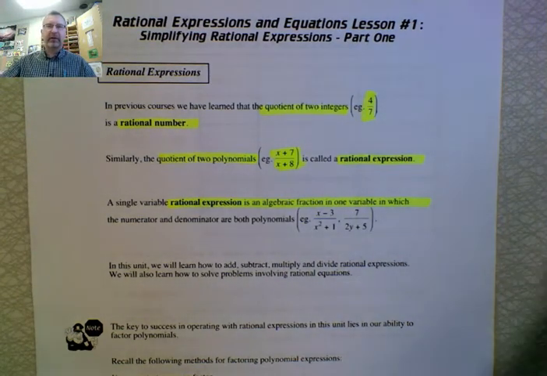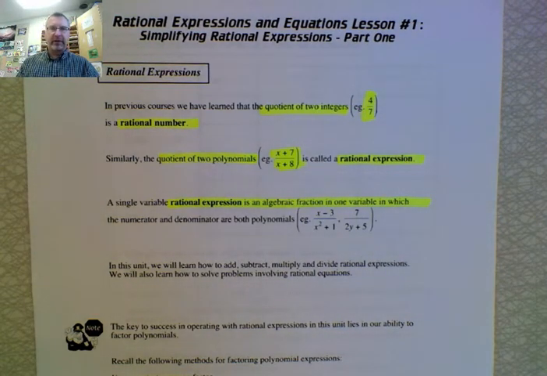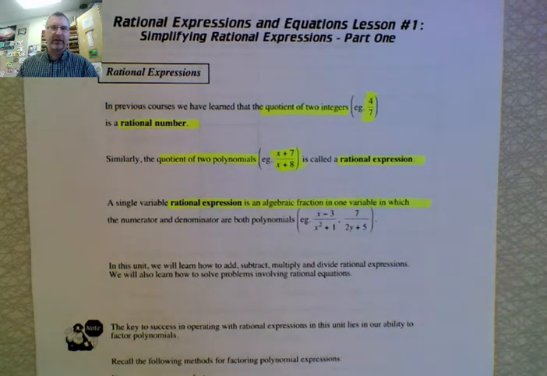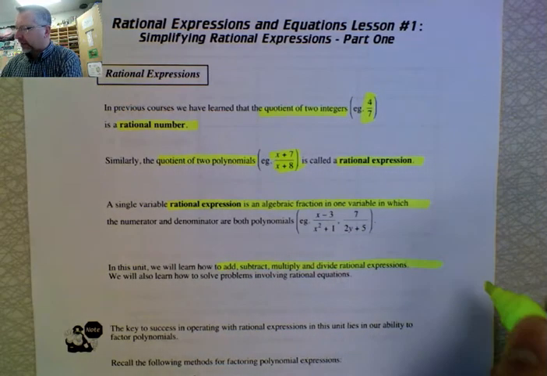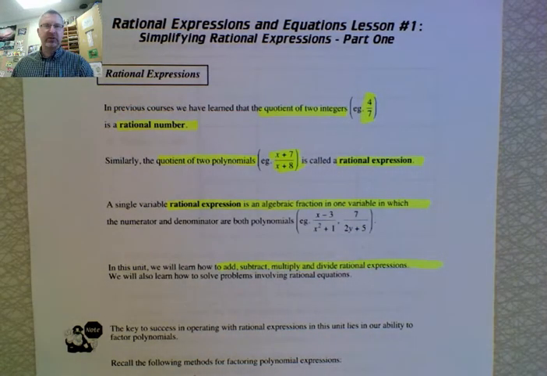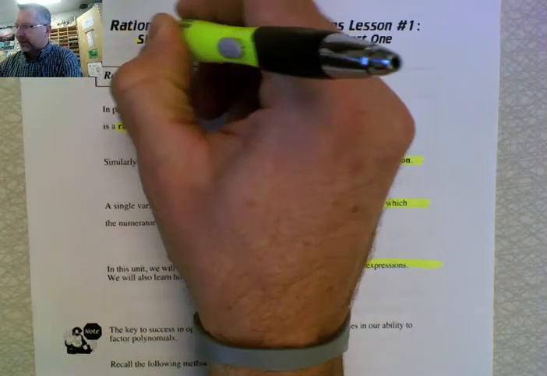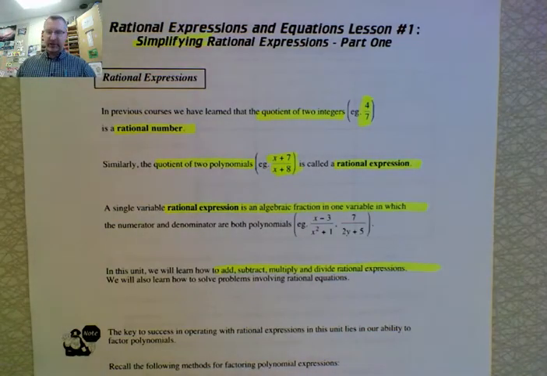So that's part of what makes this unit hard, is that we're going to be dealing with fractions, which can be difficult for some people, and now we're going to add algebra into the whole idea of fractions. So in this unit, we're going to learn how to add, subtract, multiply, and divide rational expressions or algebraic fractions. But before we can learn how to add, subtract, multiply, and divide, we actually have to learn how to simplify rational expressions. So that's where we're going to head.